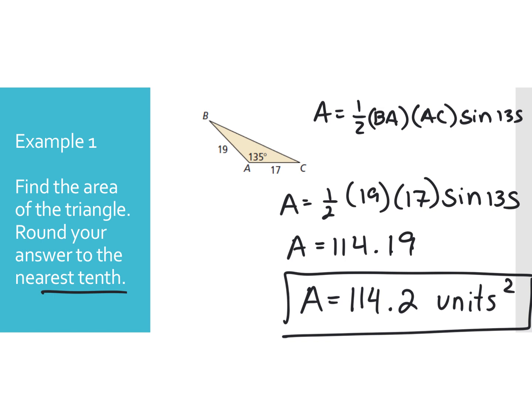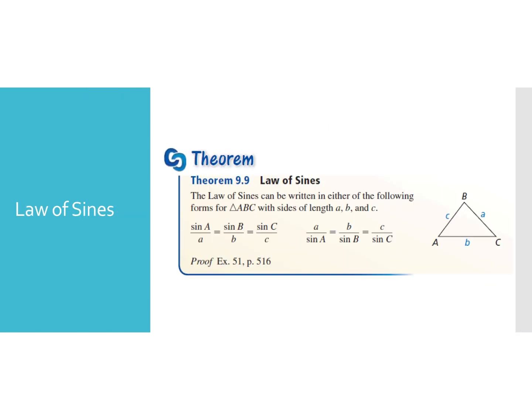That is a good point. Whenever it's an area, it's always going to be units squared. The unit may change. It may be feet, meters, yards, whatever unit we're using, but it's always going to be squared. All right, now we have the law of sines.